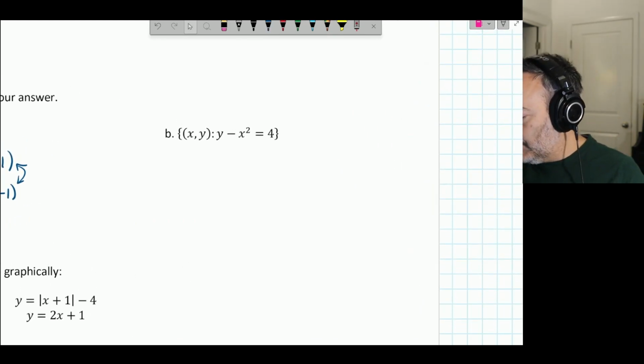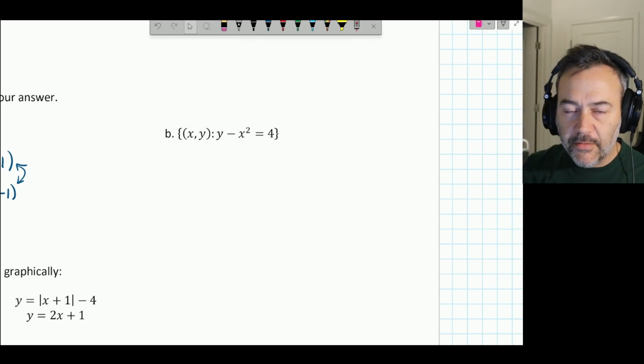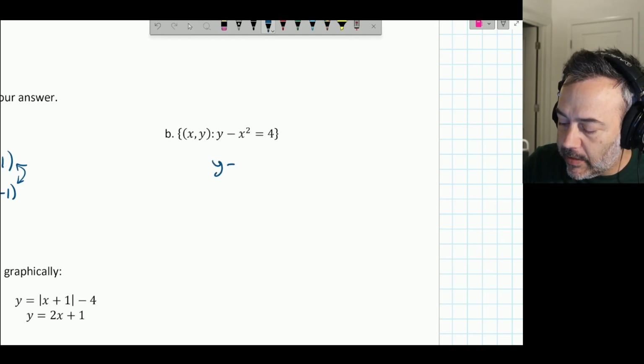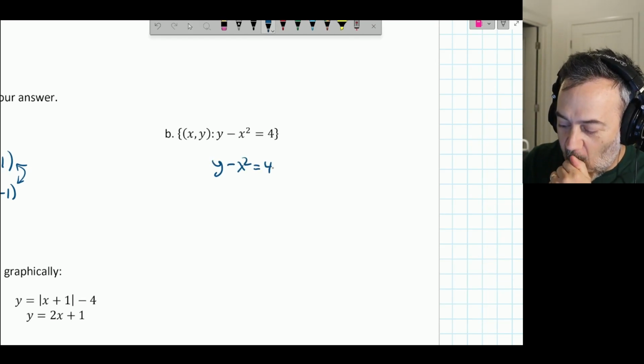In this example, is this a function, yes or no? The answer is yes, and one way you can do that is take the given equation and solve for y.